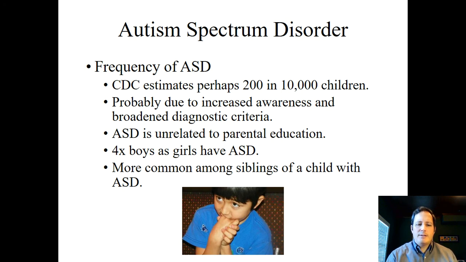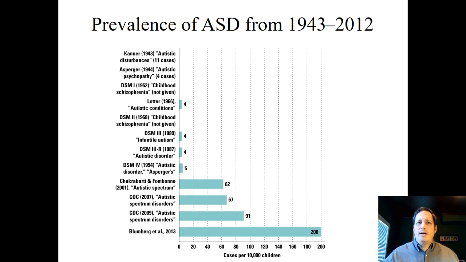We don't think autism spectrum disorder is related to parental education in any sort of way. And we know that about 4 times as many boys as girls have autism spectrum disorder, and that it's more common among siblings of a child with autism spectrum disorder, suggesting that there is some sort of genetic link involved here.